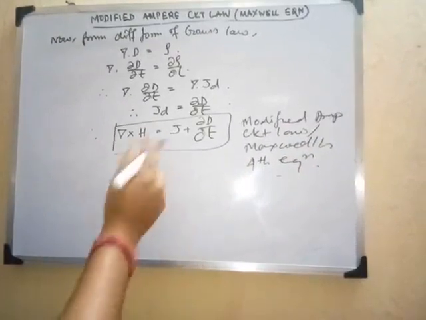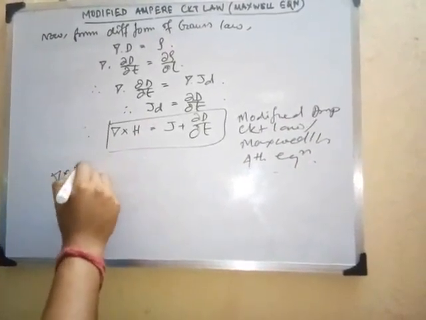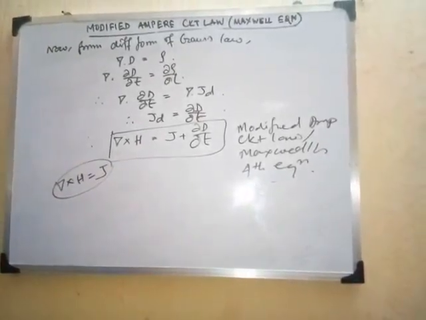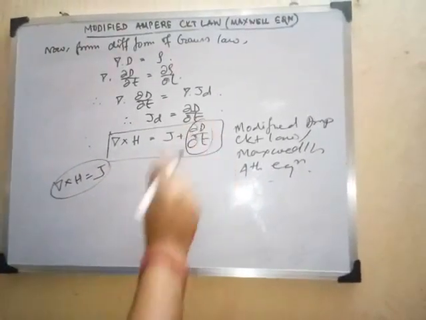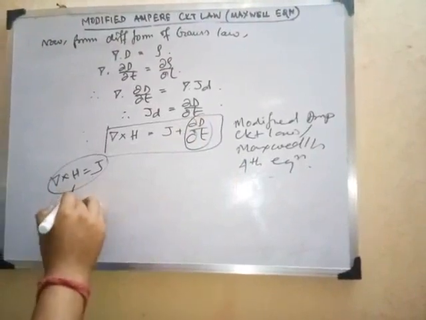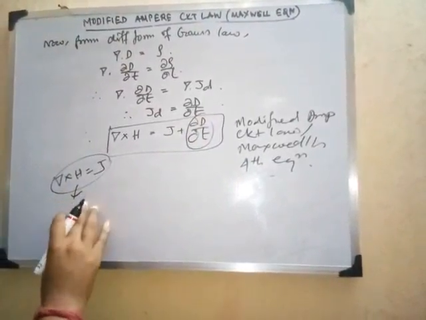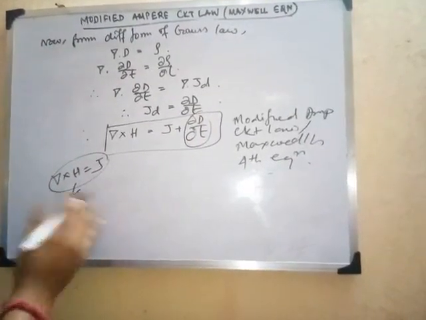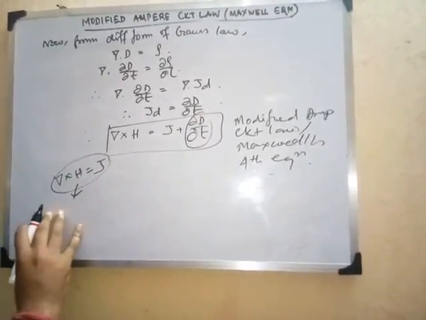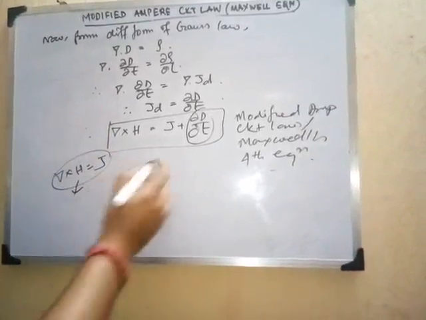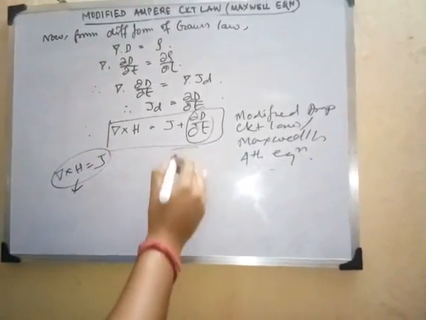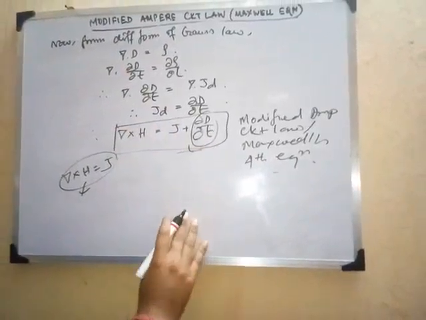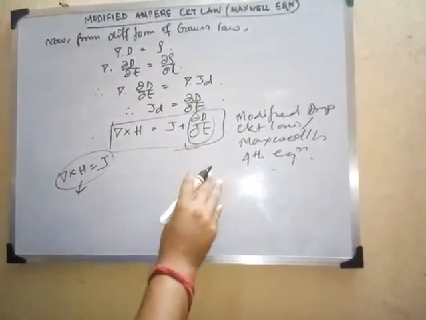See, previously what we had got was del cross H equal to J. This was the relation that we obtained between H and J. Now this is the contribution Maxwell made, because if we consider only that, we cannot generalize; there is some difference that appears between steady state and time varying state, as you have just seen. So now in this case we are considering both, and this expression can be applied in case of both steady state and time varying fields.